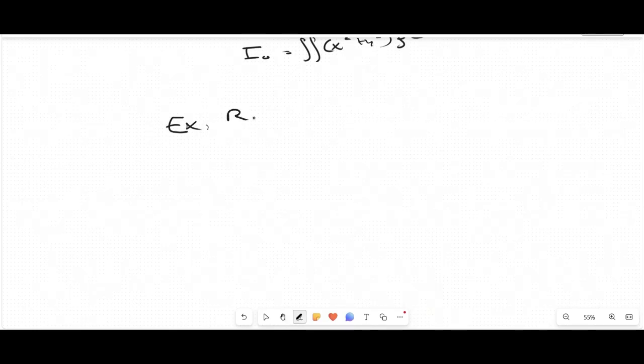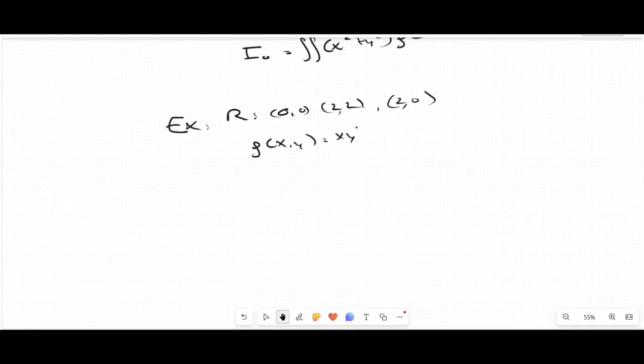I think it was a different triangular lamina here. Coordinates (0, 0), (2, 0), (0, 2). I think it was that same density, xy. And they ask us to find the three quantities I just wrote out: I sub x, I sub y, and I sub 0.